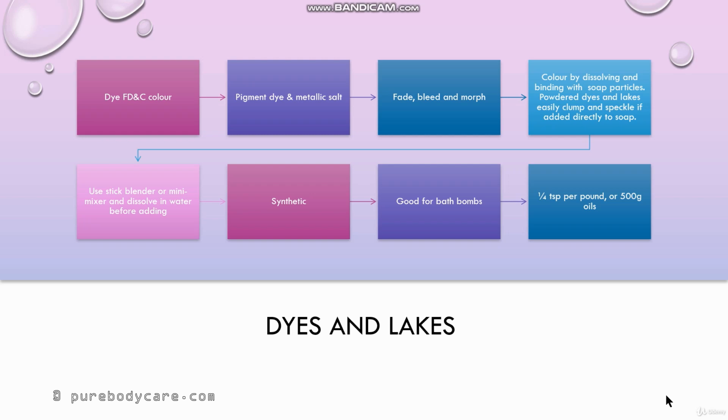They will bleed between layers or swirls in soap, and can bleed onto washcloths, and colour the lather if too much colour is used. They can also morph. They are synthetic. I avoid these in soaps altogether. Lakes are great in bath bombs though. In soap, use 1/4 teaspoon per pound or 500 grams of oils.